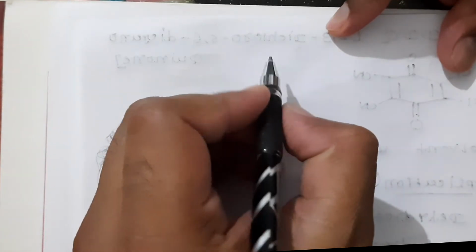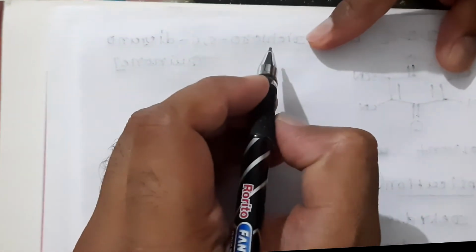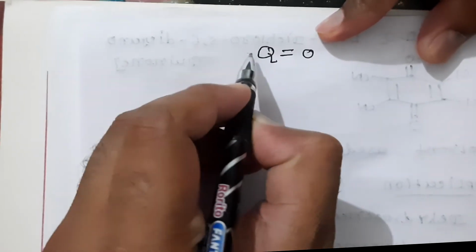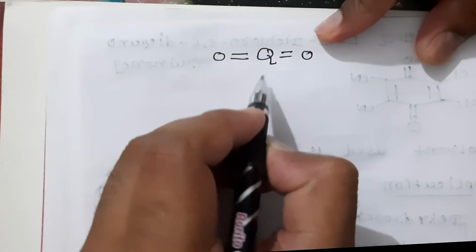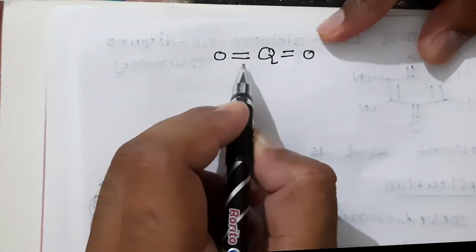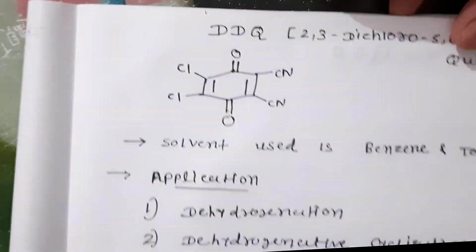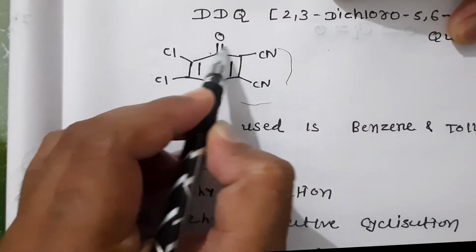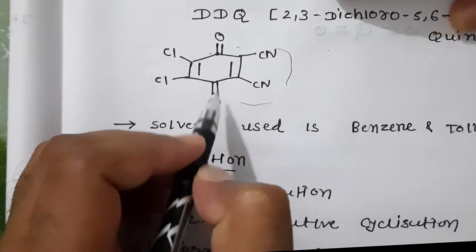In the first step of the mechanism, I cannot write the whole DDQ molecule. So instead of DDQ I can write Q double bond O. This is the structure of DDQ. The main importance is the double bond O. This part is the Q part, and this double bond O, and here this double bond O.